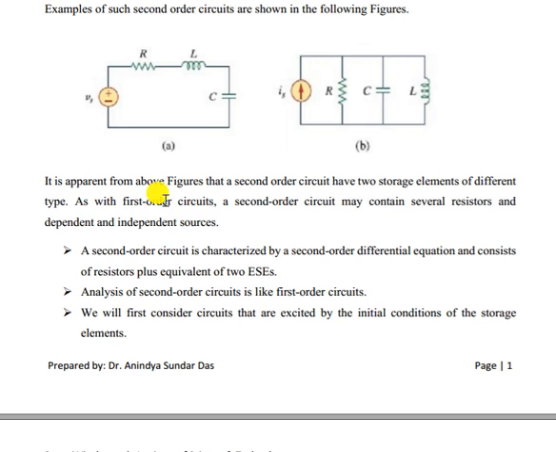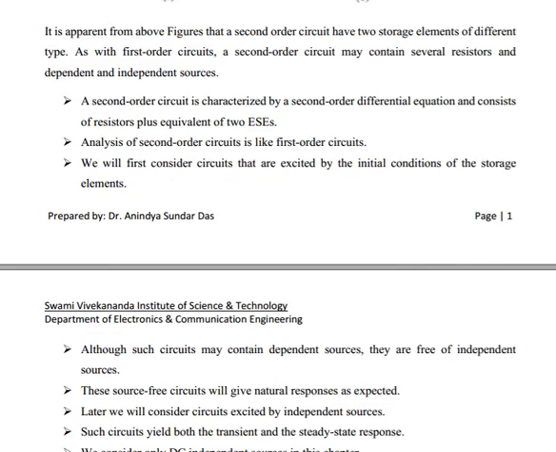It is apparent from the figure that a second order circuit has two storage elements, that is L and C. Now a second order circuit is characterized by a second order differential equation and consists of resistors plus the equivalent of two energy storing elements. Analysis of second order circuit is like first order circuits. In that case, we have to consider circuits that are excited by the initial conditions of the storage elements.